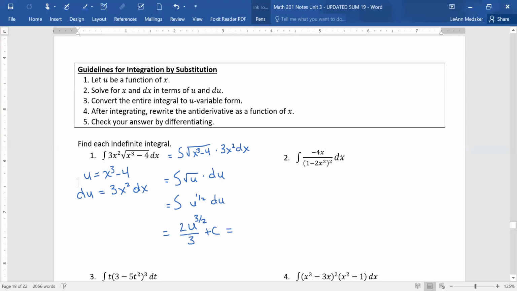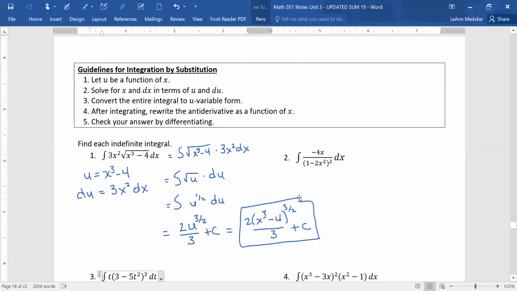And then the only thing left we have to do here is to put the x to the 3rd minus 4 back in for our u. So this is 2 times (x to the 3rd minus 4) to the 3/2 all over 3 plus c. So there's my first problem.